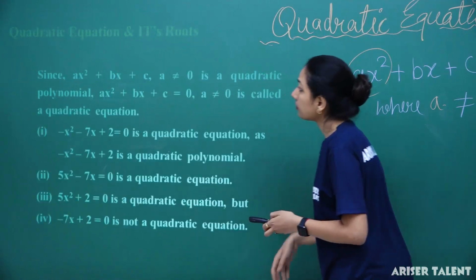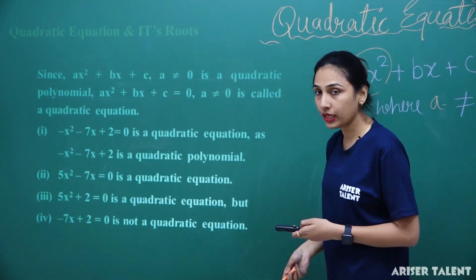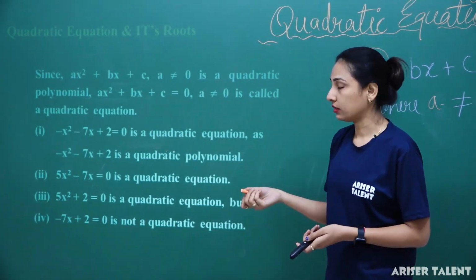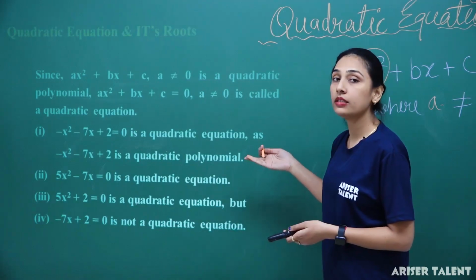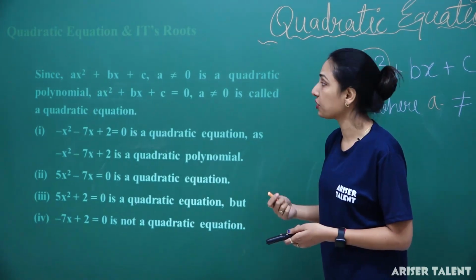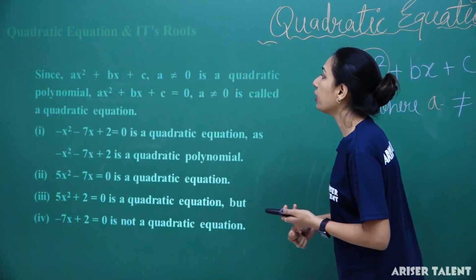Now, quadratic equation and its roots. What are the roots? Okay, so the value of x will be known as the roots, its roots, the solution of the equation. So ax square plus bx plus c is a quadratic polynomial.